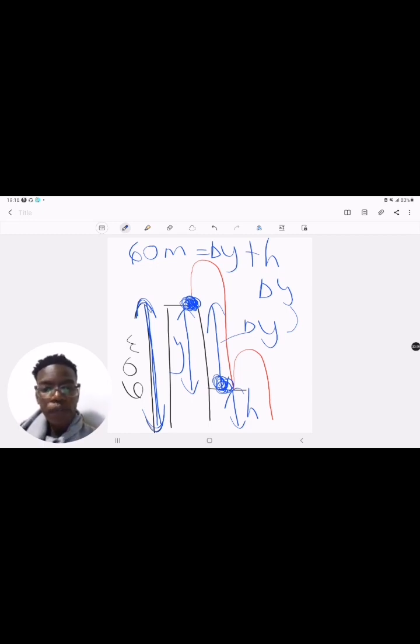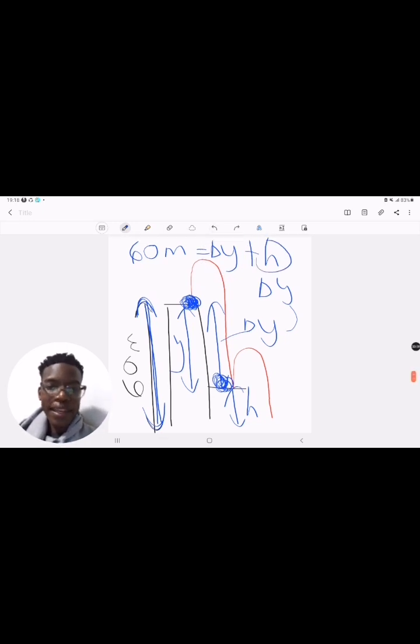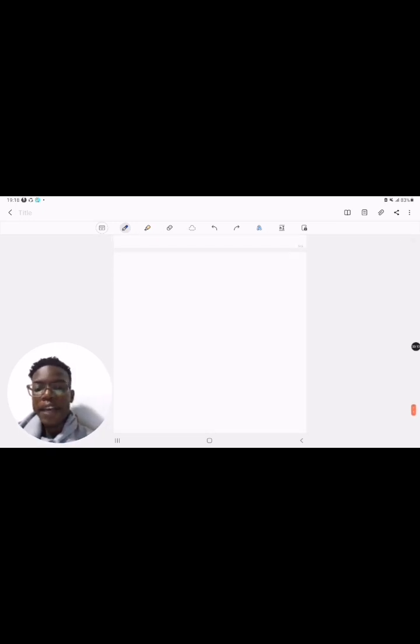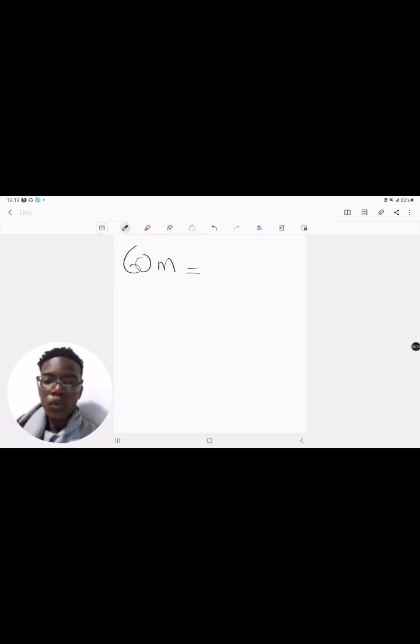So now how do we find this y? Why do I need to find it? If I find this y, I will be able to find h, which is what we're being asked to calculate. So let me rewrite it down here: 60 meters is equal to delta y plus h. I want to find delta y in order to find h, because then h is equal to, this y will go to the other side and change its sign.